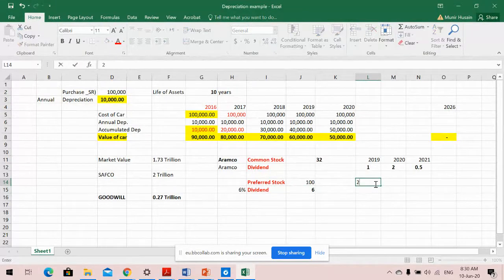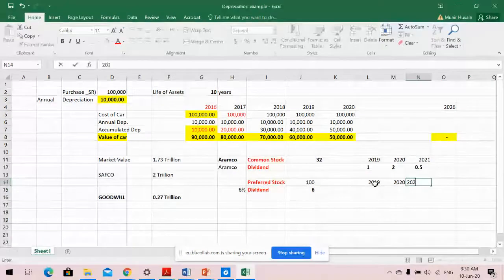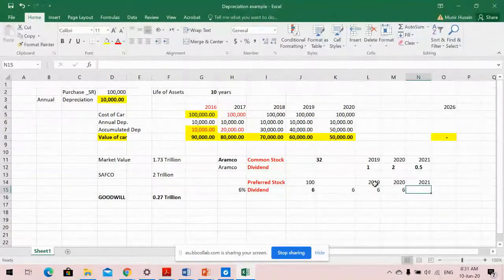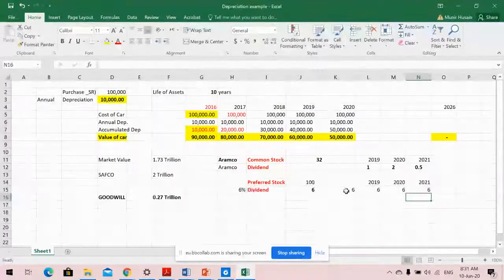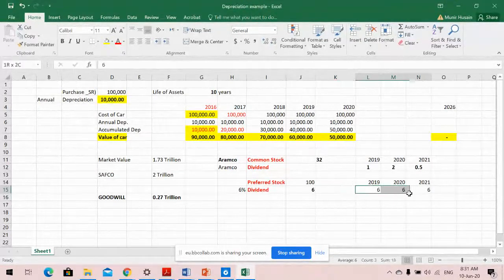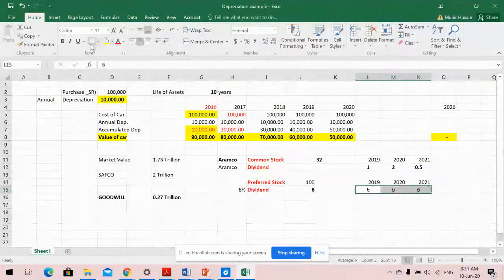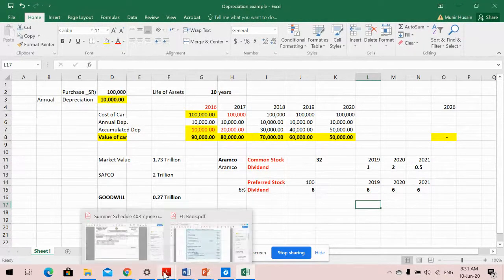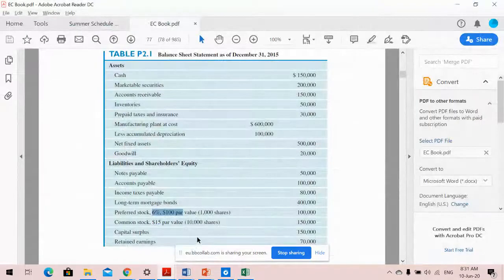Whether in 2019, 2020, or 2021, the dividend is 6, fixed. So our dividend is fixed. This is under preferred stock, right? This is a special type of shares. So coming back to our question, on 6% of 100 you get a fixed dividend, right?